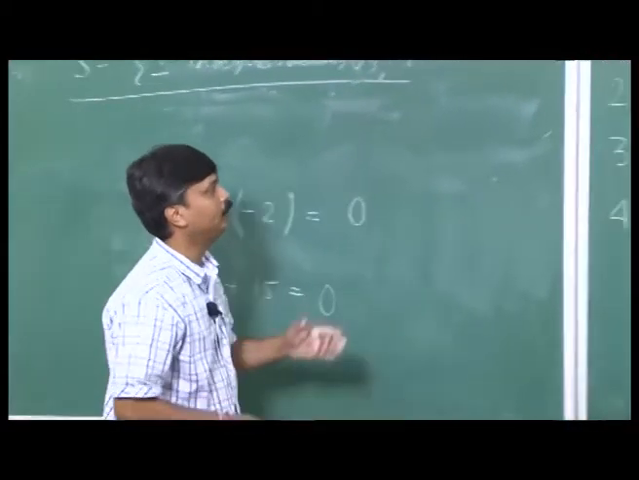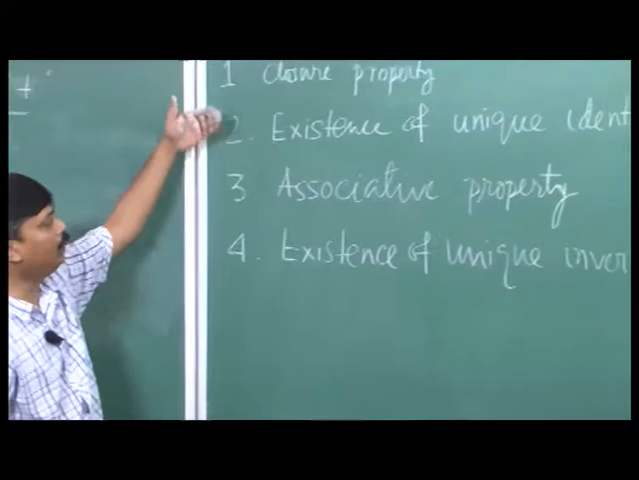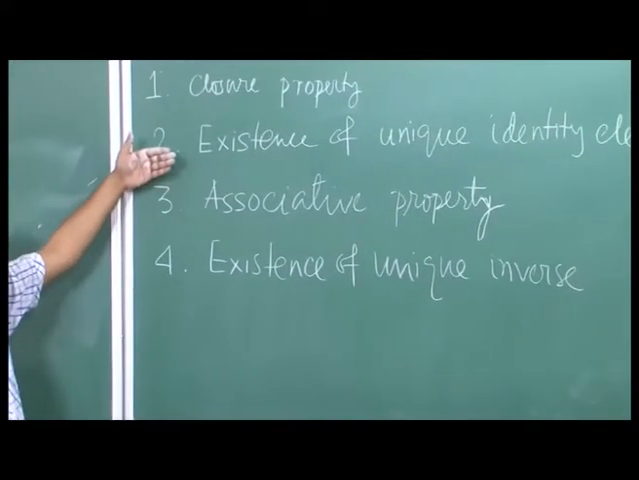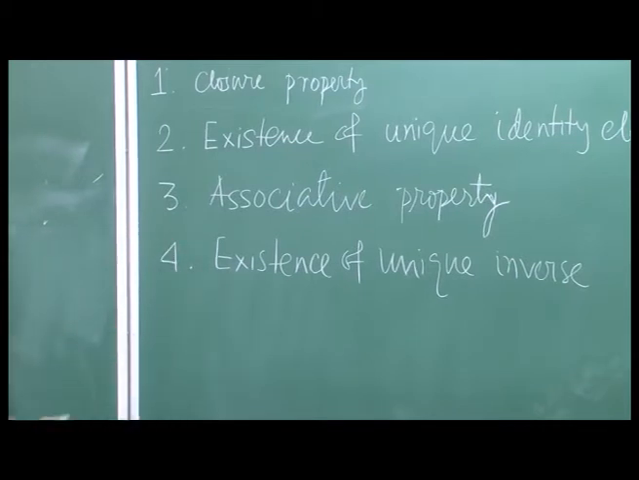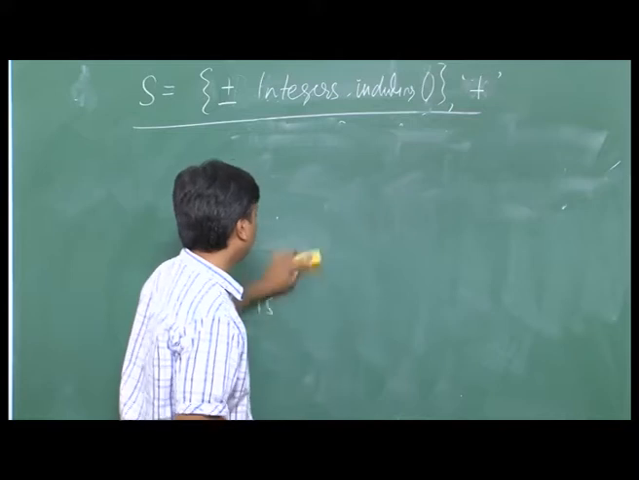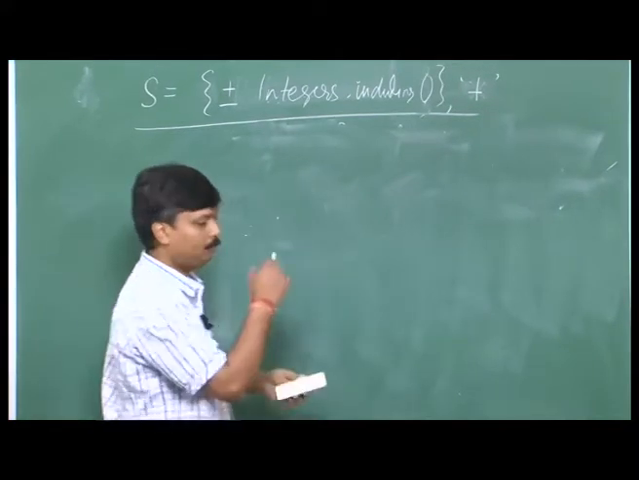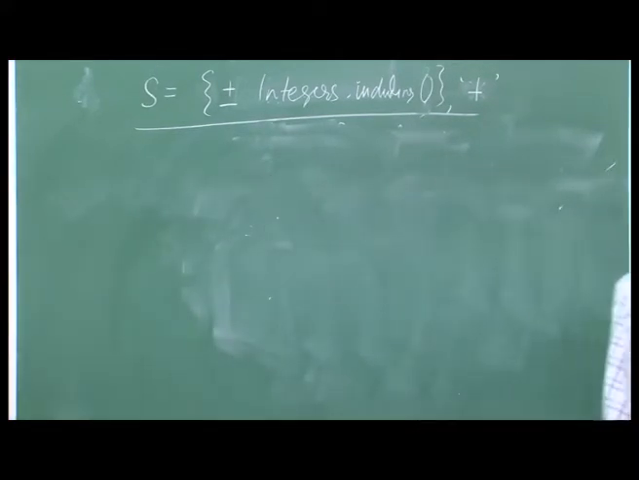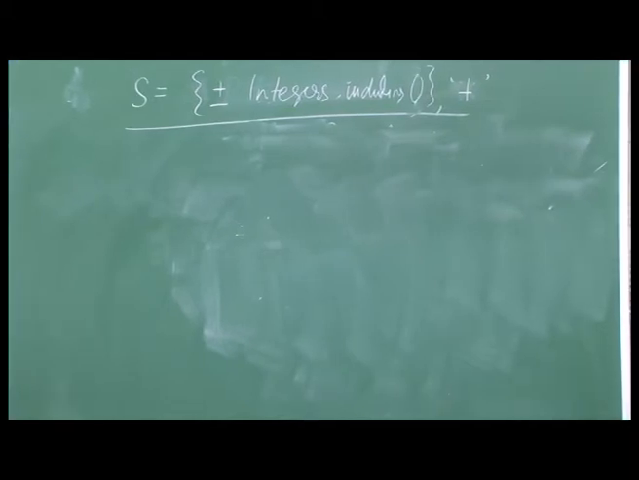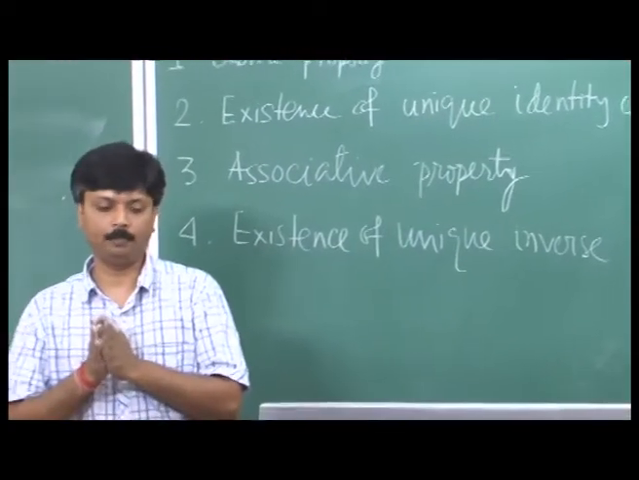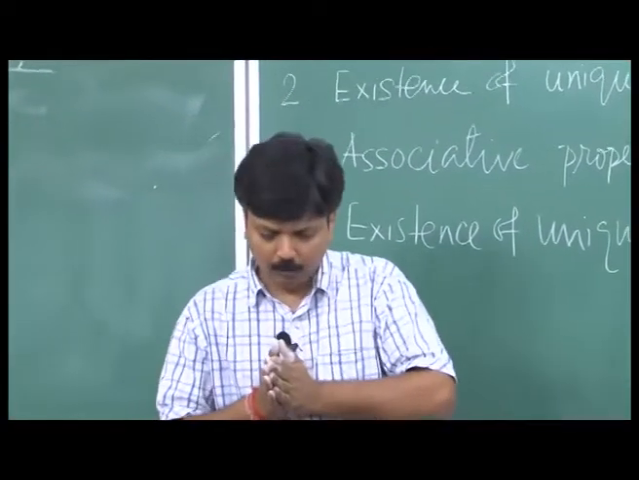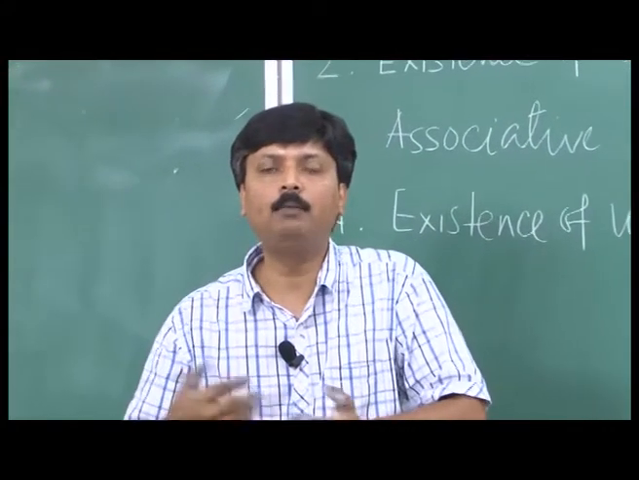So I found out that all the conditions, closure property, unique identity, associativity as well as the existence of unique inverse, hold good under the binary operation plus. So we can call that the set of all positive, negative integers including 0 forms a group under binary operation addition.